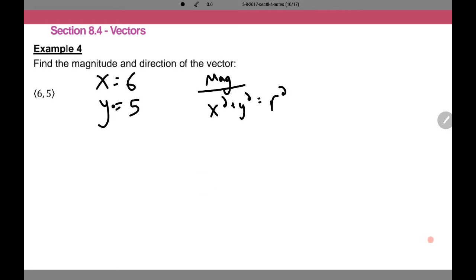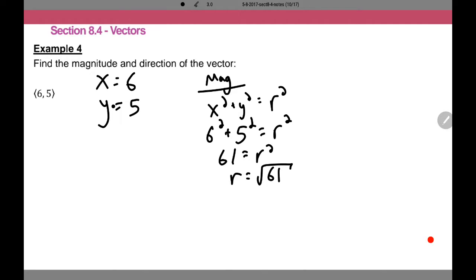So, we do 6 squared plus 5 squared, and we see that that is equal to 61. And our magnitude is the square root of 61. And that doesn't break down nicely, and we'll just go ahead and approximate it at 7.81.